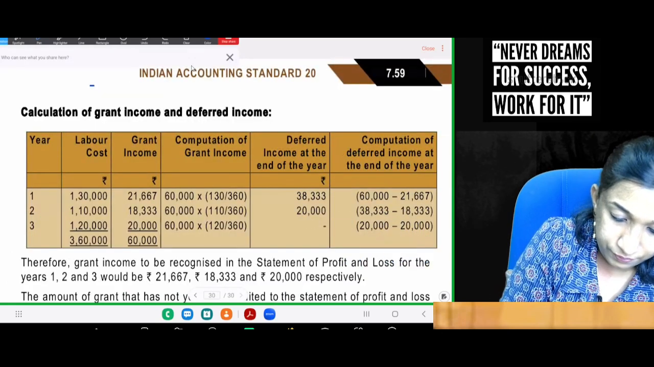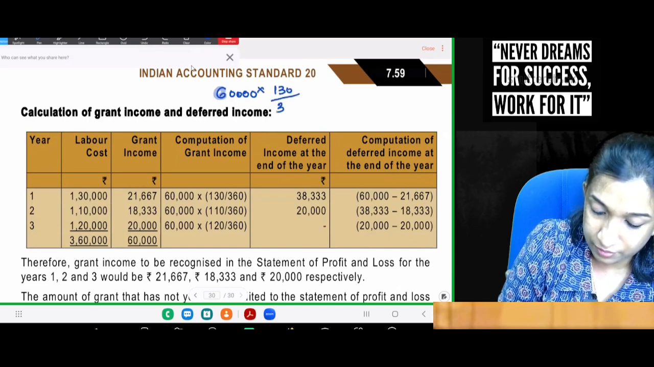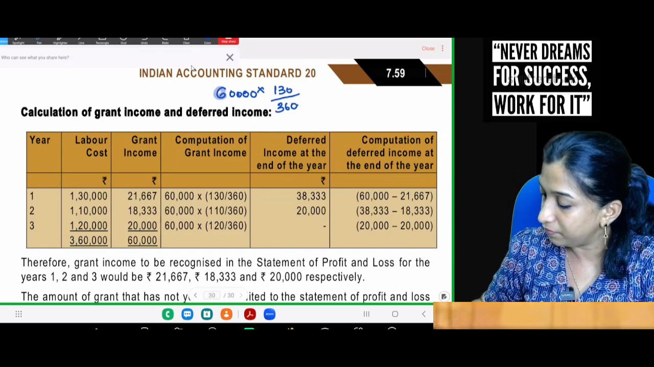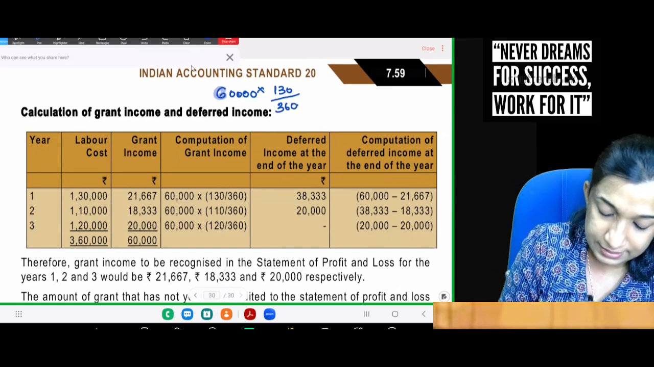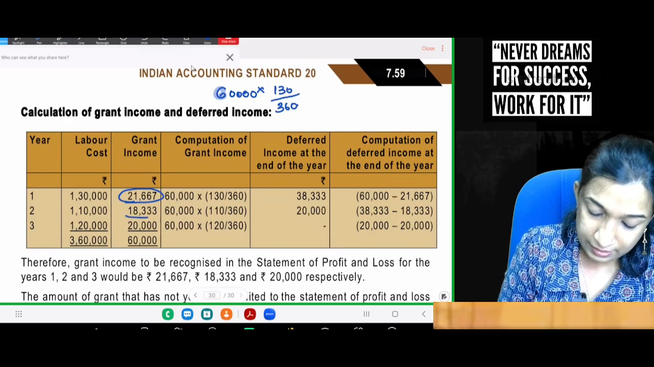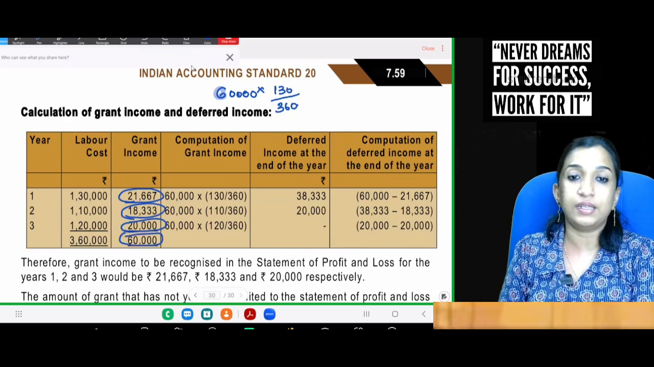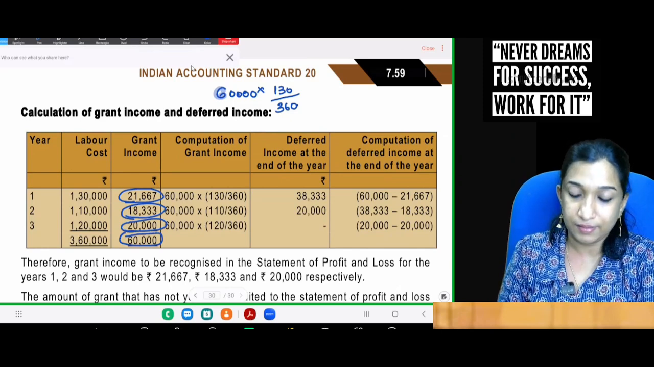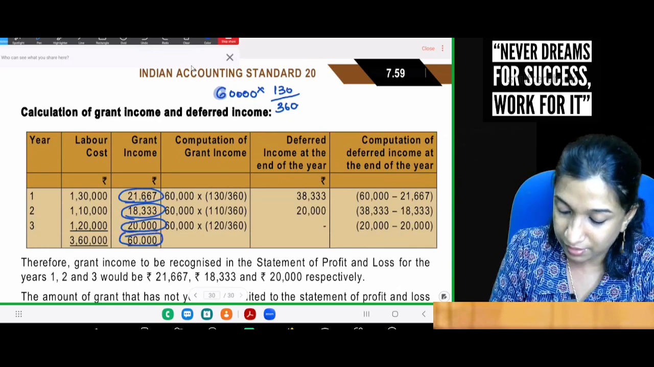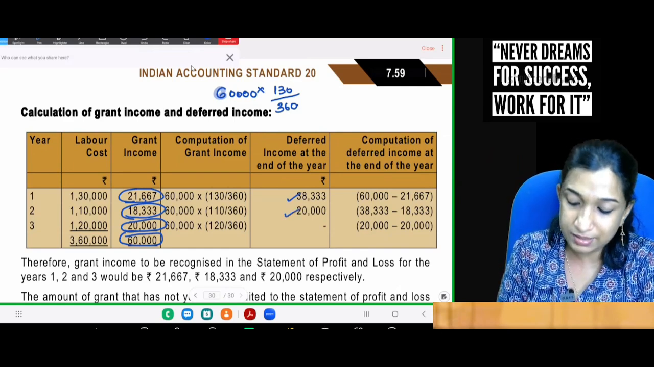60,000 into 130 by total 360 gives 21,667. Then 18,333, and 20,000. This is how the income will be recognized. So 60,000 minus 21,667 is 38,333. In the second year, this is the closing balance. Third year, nil.